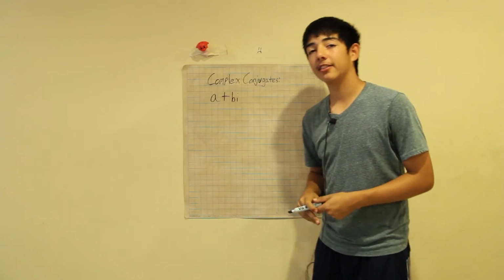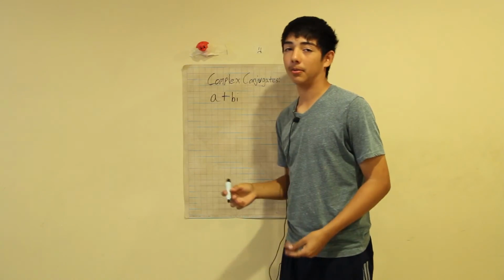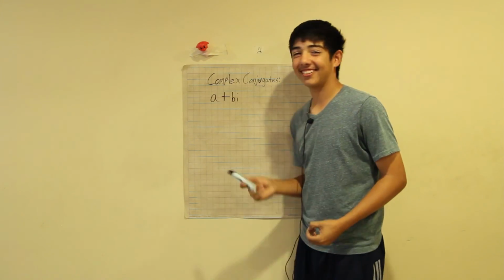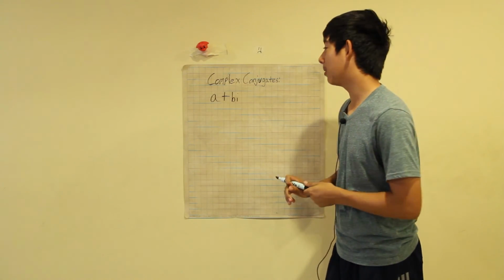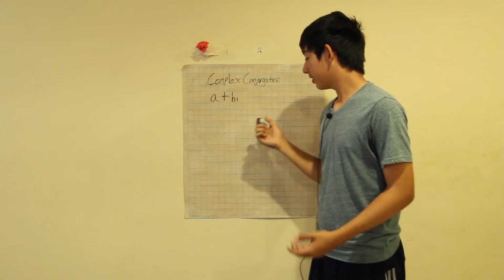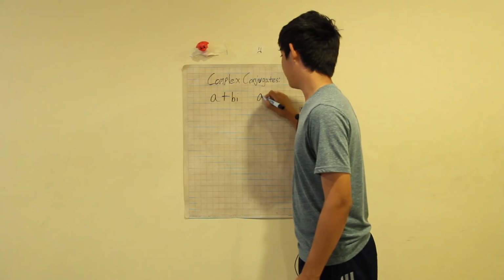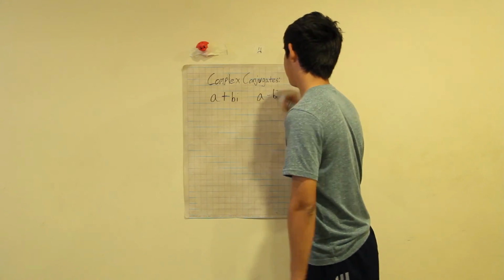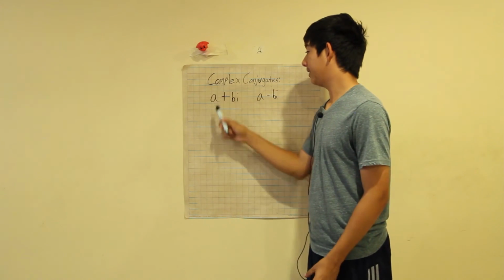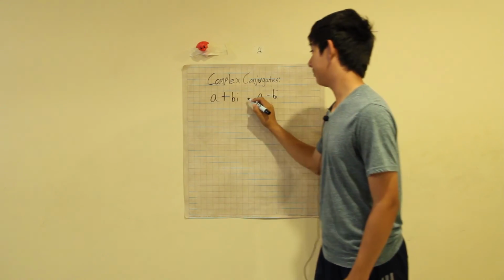Alright, now let's get into complex conjugates. So complex conjugates are pretty simple. We use complex conjugates to remove the imaginary parts from complex numbers. So what is a complex conjugate? The complex conjugate of a plus bi is simply a minus bi. And we use this in a couple ways. So let's say we're adding a plus bi and a minus bi.